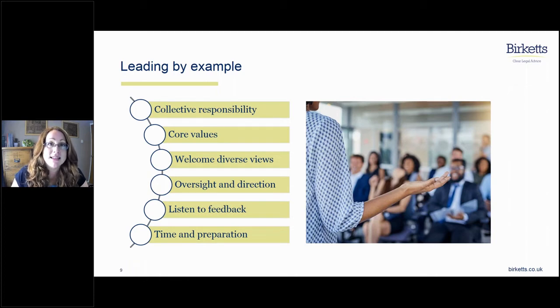There's also quite a significant role in oversight and direction, which we will talk about when we come to decision-making, risk, and control. Listening to feedback is also critical. In order to be good leaders, you do need to listen to feedback from those who are interested, so stakeholders, members, beneficiaries, and staff. And critically, to lead a charity effectively, it is all about time and preparation.